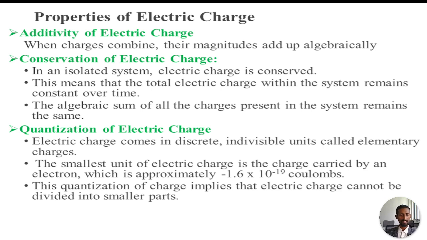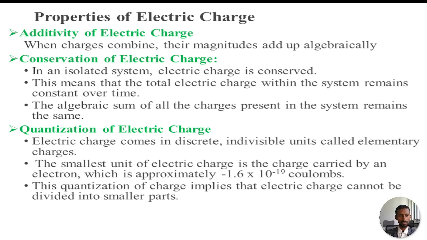When charges combine, their magnitudes add up algebraically. The other property of electric charge is conservation of electric charge. In an isolated system, electric charge is conserved.